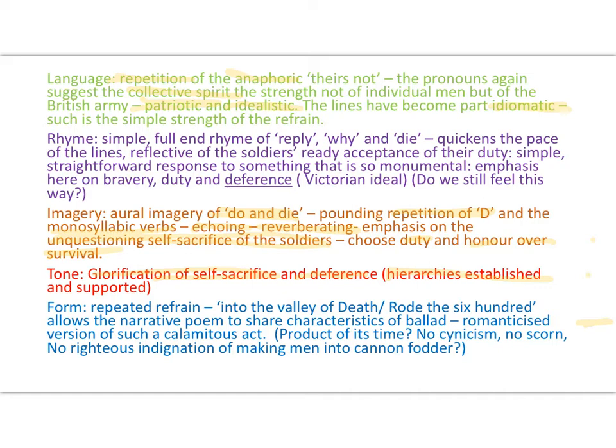You've got the repeated phrase of "into the valley of death rode the 600," and we've talked about the importance of "into" and "valley of death" and "600," so I'll not really go into that anymore. But what we have also is a narrative poem that's sharing the characteristics of other narrative poems or other ballads, because it's a very romanticised version of history. This is an act that was calamitous, it resulted in disaster, but here we have a very romanticised version of that.